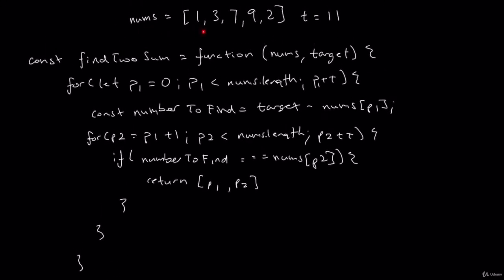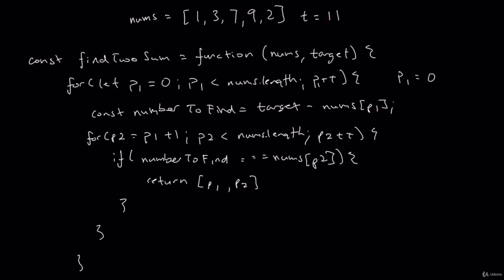Here you'll see that I have initialized our best case test case. The nums array that we're receiving is this array of 1, 3, 7, 9, 2, and our target is 11. What happens is we're going to walk into our code and initialize our for loop. Here we initialize our P1 value, which starts at 0. Then we move into the next line, where we calculate and initialize this const of numberToFind. This is going to be equal to the target minus nums at P1.